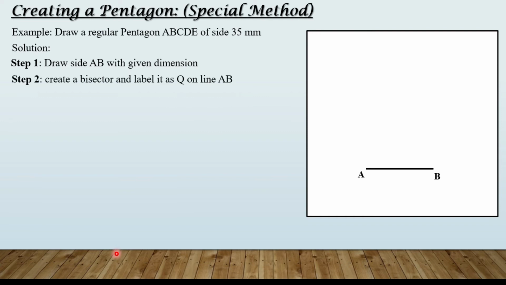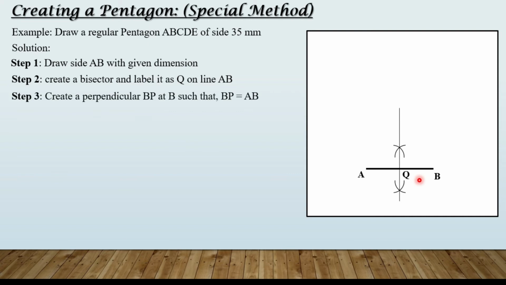Second, you have to create a bisector of this side AB and you have to label it as Q on the line AB. So this is the bisector and you have to label this as point Q. Then you have to create a perpendicular at B, naming it as BP, and the length will be equal to the given side AB. So at this point B, you have to create a perpendicular. The length will be equal to the given side AB.